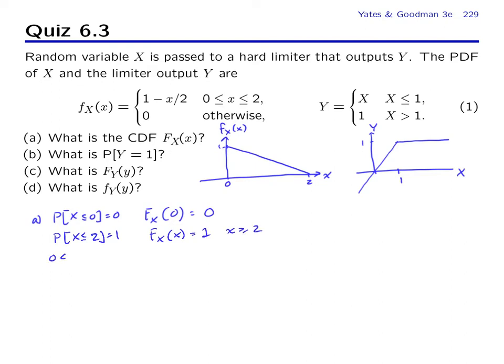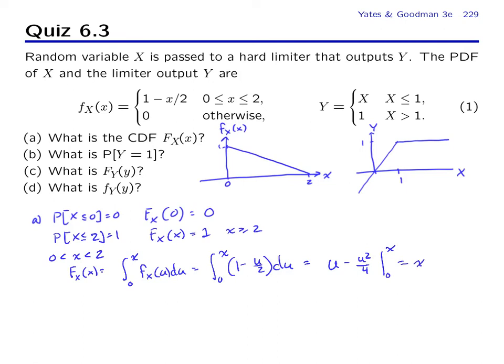And for X in between 0 and 2, we simply solve: the CDF of X is the integral of the PDF, 0 to x of f_X(u) du. Algebraically, this is the integral from 0 to x of 1 minus u over 2 du, and this gives us u minus u squared over 4 from 0 to x, and that's x minus x squared over 4. So putting these pieces together, we have part A.